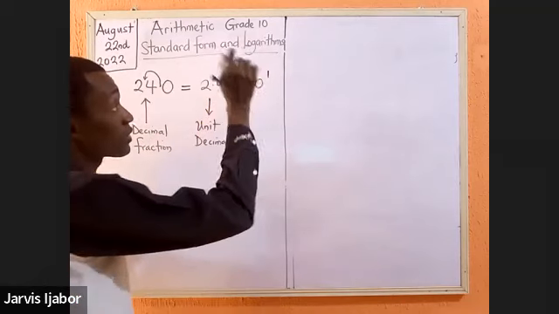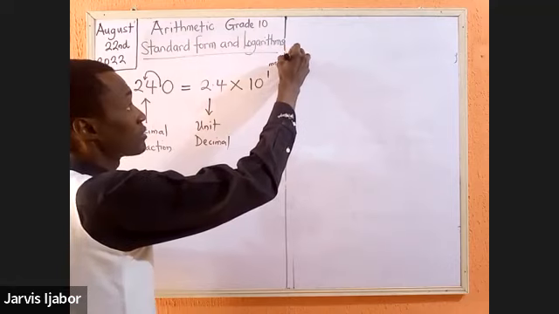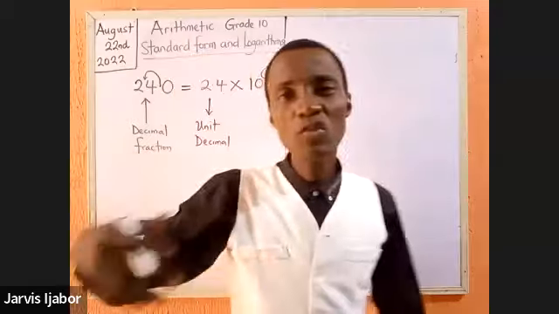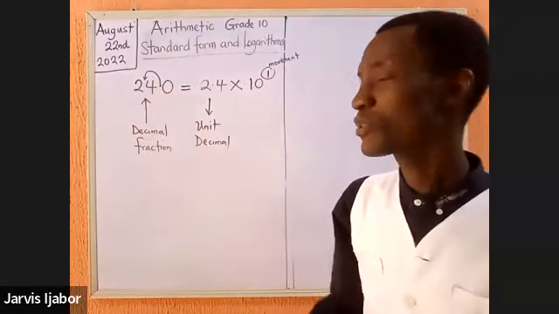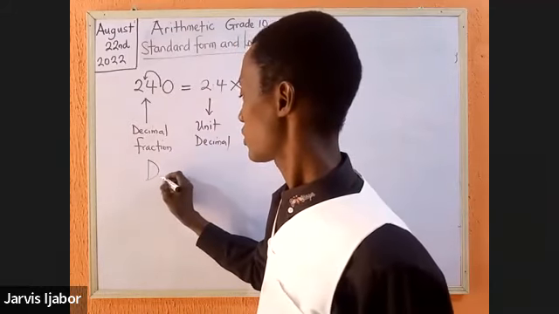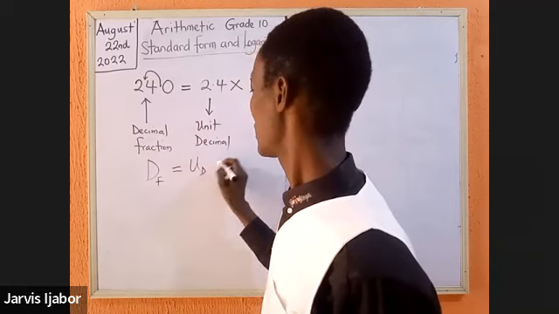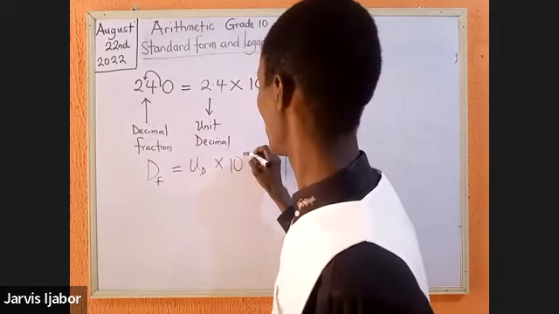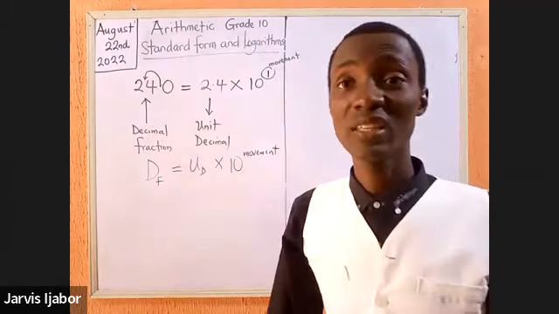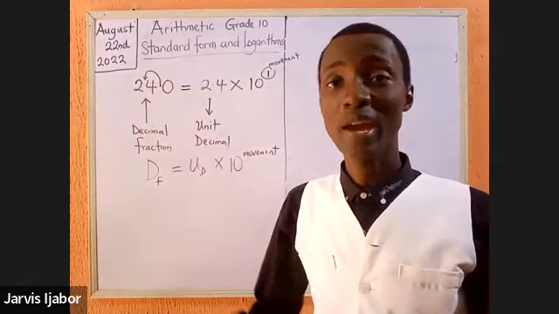And this is what we call your movement. So that's 10 raised to the power of 1 is your movement. So the movements you have made. So usually in my concept development, I will say D subscript F will be equal to U subscript D times 10 raised to the power of what? Movement. So this is my own description of what is standard for me. So writing the number this way becomes the way you write standard form.